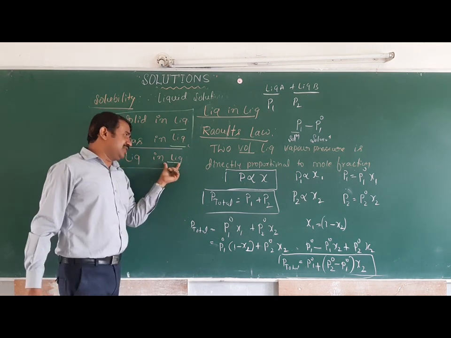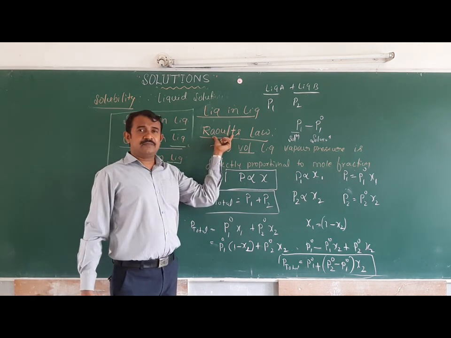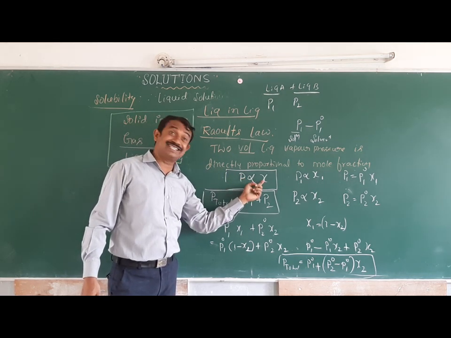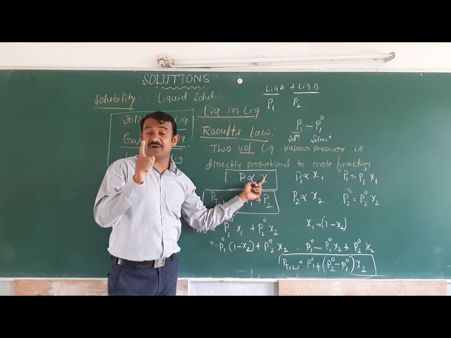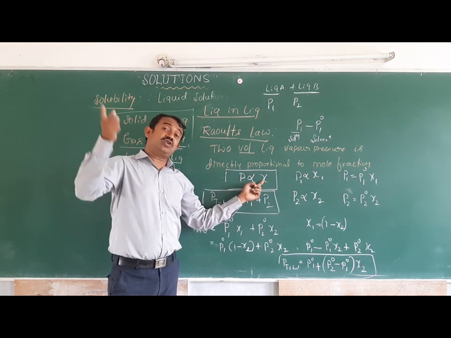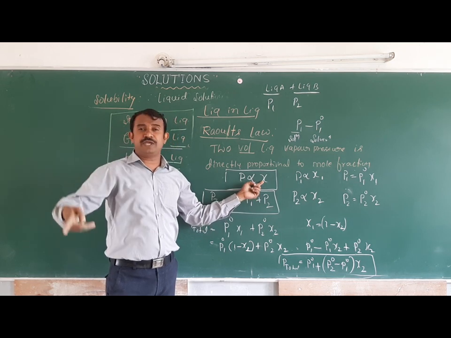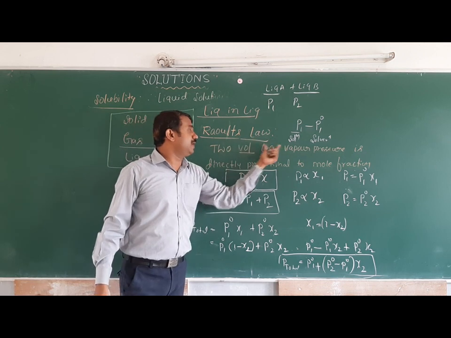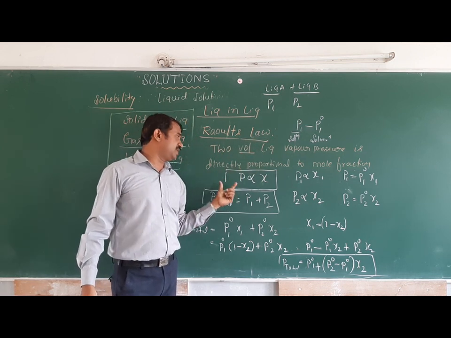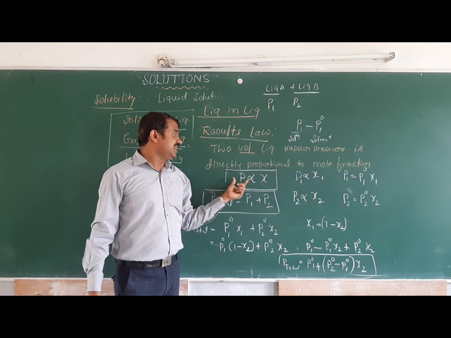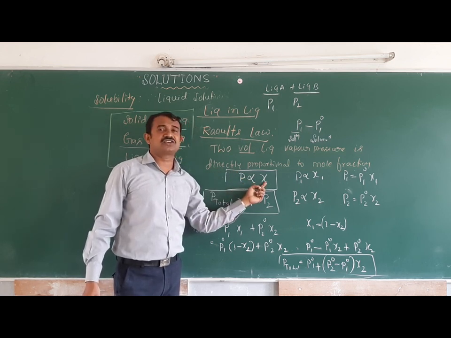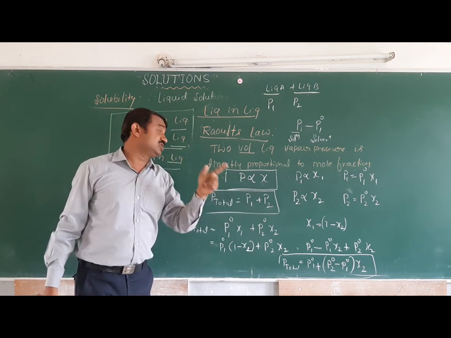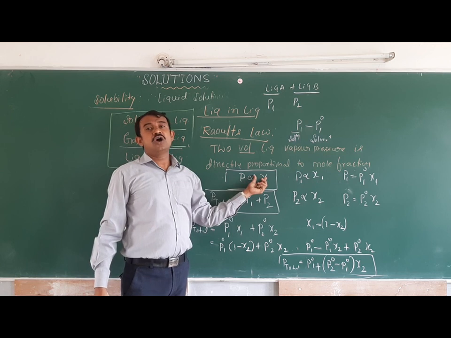Next, liquid dissolved in liquid is Raoult's law. Raoult's law says the pressure is directly proportional to mole fraction. X is the mole fraction, you should remember that. In Henry's law, X is directly proportional to P, but there a gas is dissolved in liquid. Here a liquid is dissolved in liquid. For two volatile liquids, the vapor pressure is directly proportional to mole fraction.